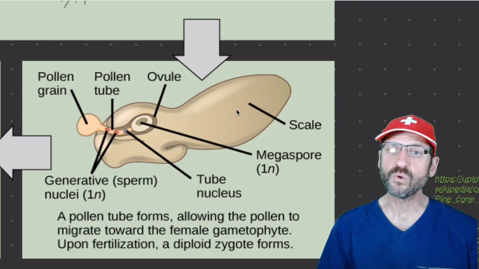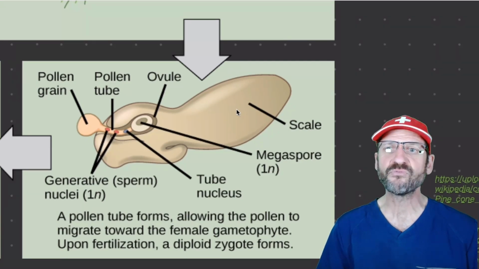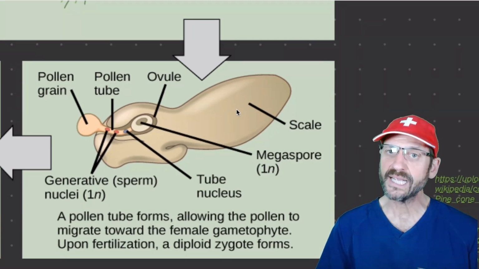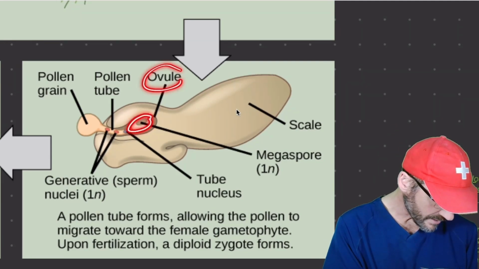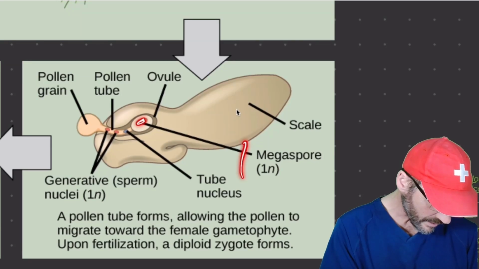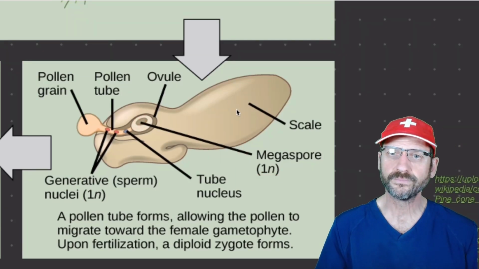Inside each ovule, a megasporocyte divides by meiosis from megaspore to form a megaspore, which develops into a multicellular female gametophyte containing an egg. And you can see the ovule right here, and this darker spot here is the megaspore.